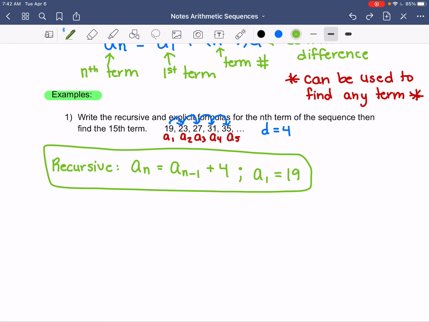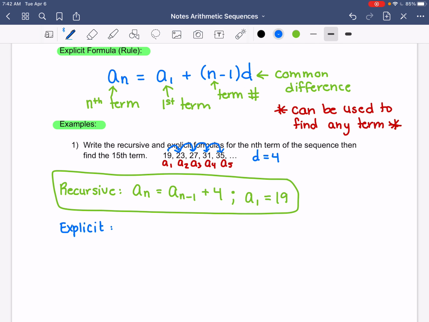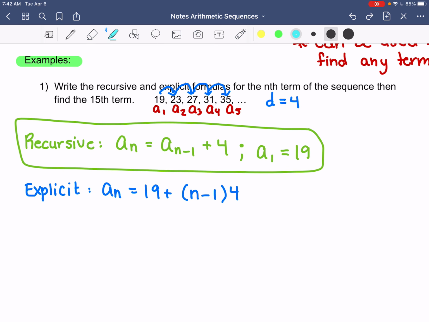For the explicit rule, you need to plug in two things and you're gonna have to simplify. So for the explicit rule, the two things that you need to plug in are the first term and the common difference. Those are the two things that you need. So you start off with your a sub n equals, but you're gonna plug in the first term. My first term is 19, plus the n minus 1 stays in parentheses, and then we're gonna plug in the common difference, which is the number 4. So I plugged in two things. I plugged in 19 and 4. These two pieces stayed the same, a sub n and the n minus 1. You can use whatever variable you want, but usually we use n instead of x.